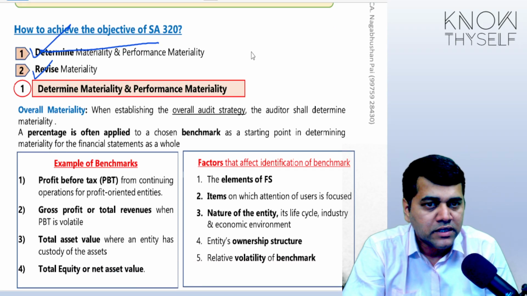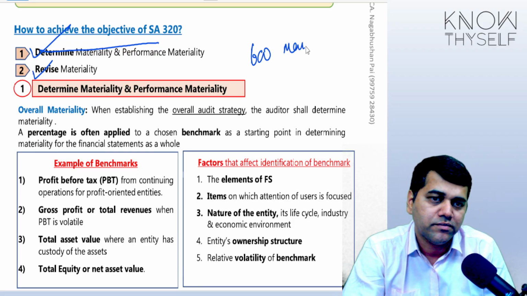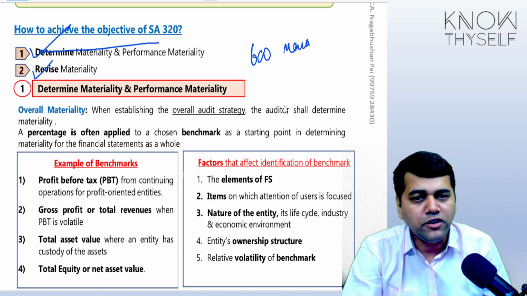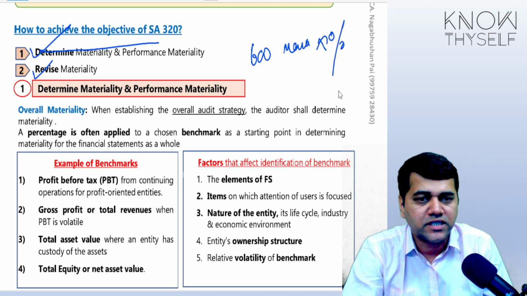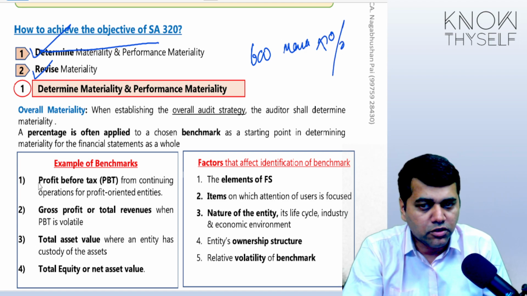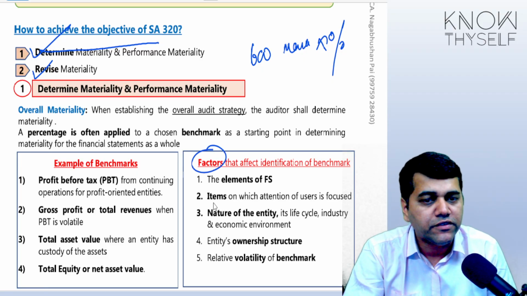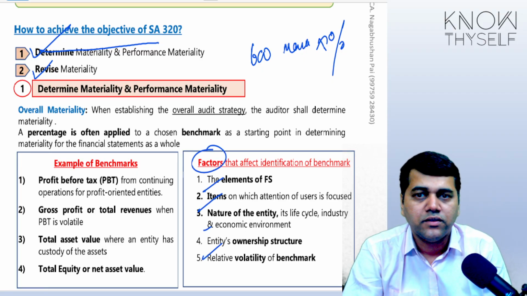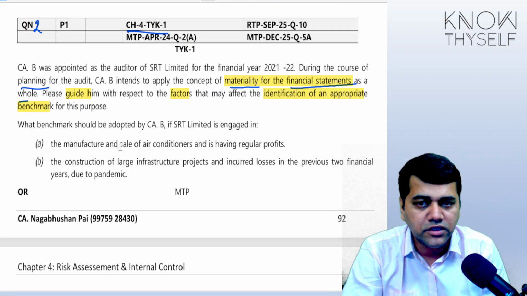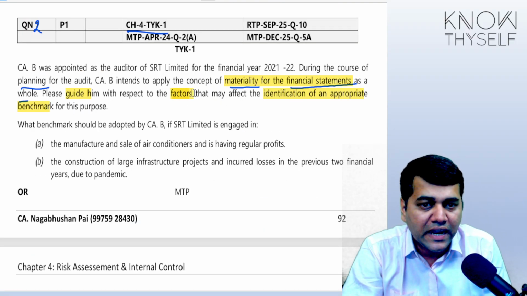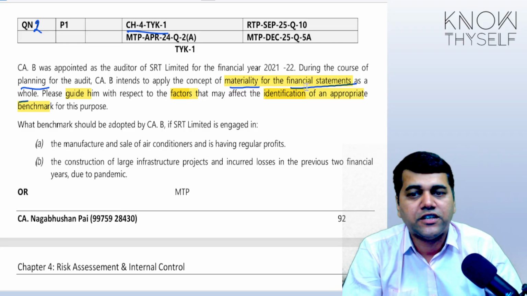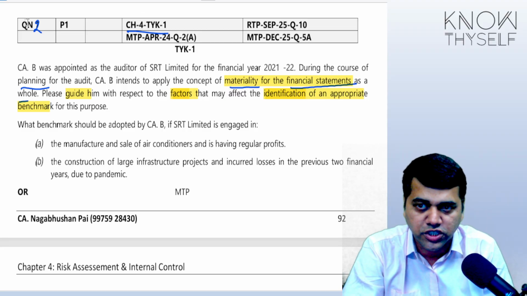We discussed, no? 600 mark is your benchmark. Then you have to multiply it with 1%. So these are all the examples of the benchmark. And what is the factor you consider to identify the benchmark? These are all the factors. So what they are asking you in the examination in this question is to guide him on the factors that can affect the identification of the benchmark. Okay, this is question number 1.